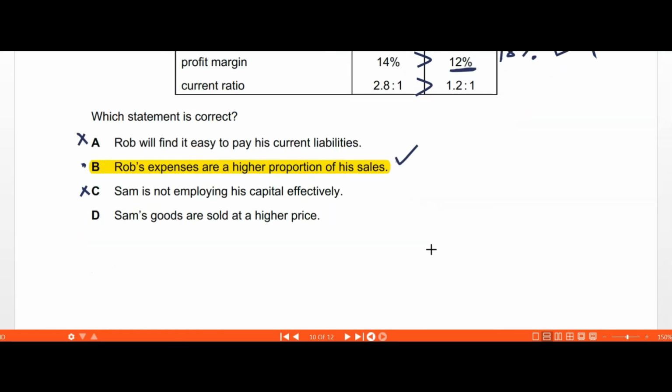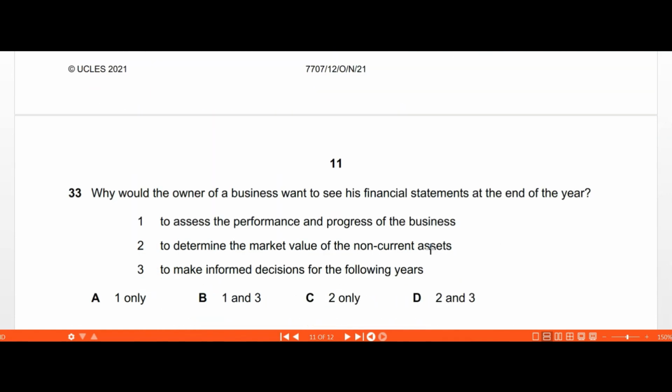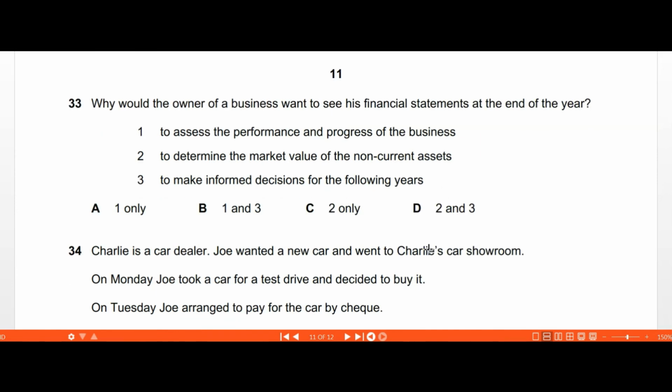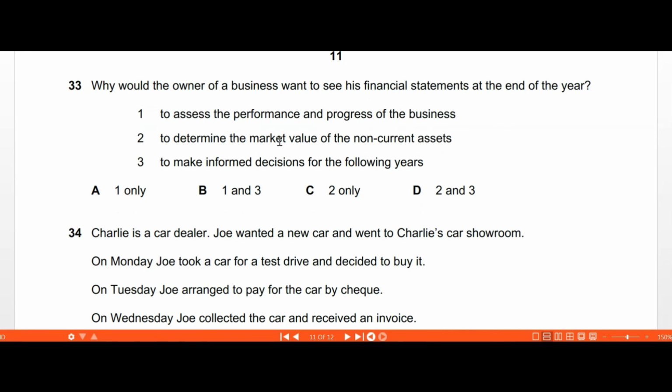Moving on to question number 33. Why would the owner of a business want to see his financial statements at the end of the year? 1. To assess the performance and progress of the business. Well, this is something that is done. Mostly financial statements are showing how the business is performing.